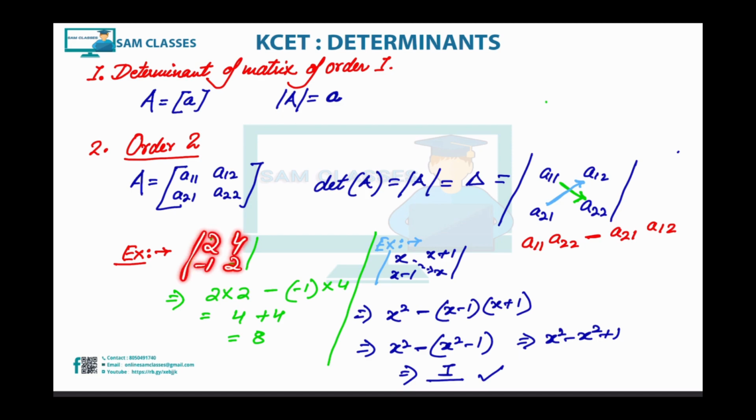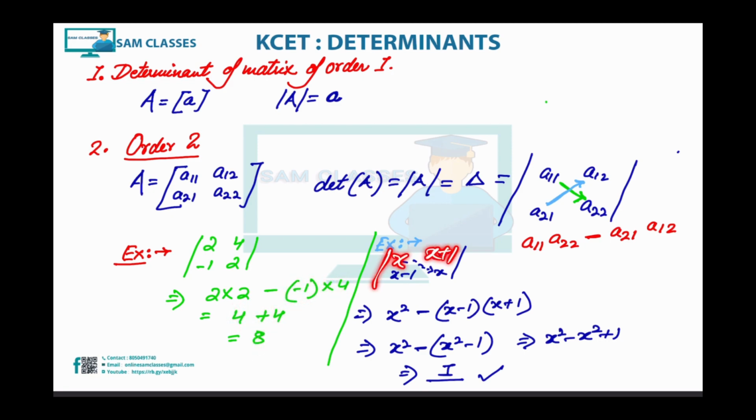Example is 2, 4, minus 1 and 2. So what we'll do? 2 into 2. So how much? 4 minus, bottom to top, minus 1 into 4. Okay, so 4 plus 4 will get 8.